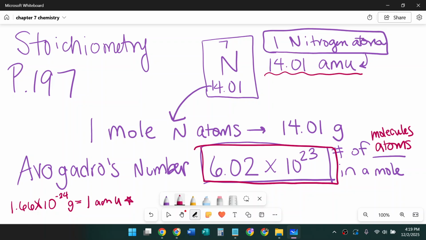Just like grams is something we measure using a scale, this number is something if we could count something and say, oh, I got to 6.02 times 10 to the 23rd. That means I must have a mole of that thing.